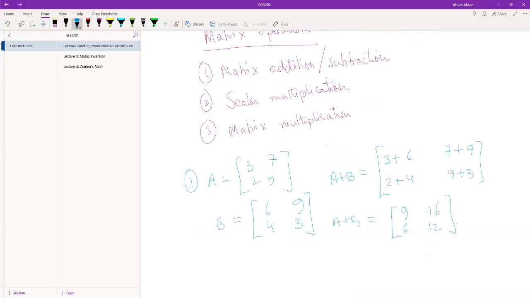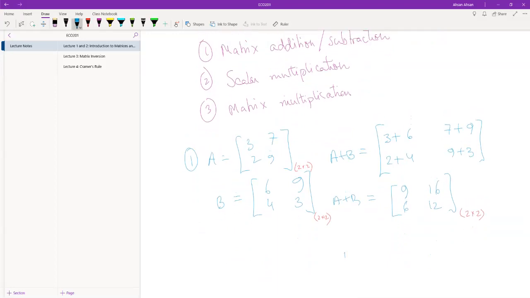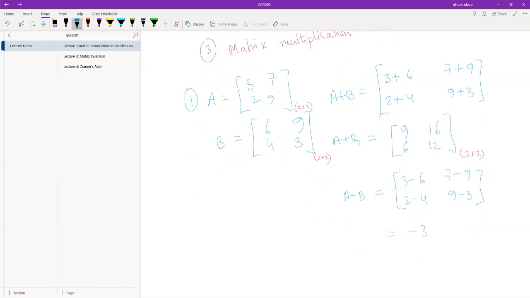The only reason we were able to do this is because both A and B are 2 by 2 matrices. 2 rows and 2 columns, 2 rows and 2 columns, and as a result, after we've added them, we also have a 2 by 2 matrix. Subtraction is exactly the same thing. A minus B gives us 3 minus 6, 7 minus 9, 2 minus 4, 9 minus 3. So we have minus 3, minus 2, minus 2, and 6. This is A minus B. And once again, this is a 2 by 2 matrix.